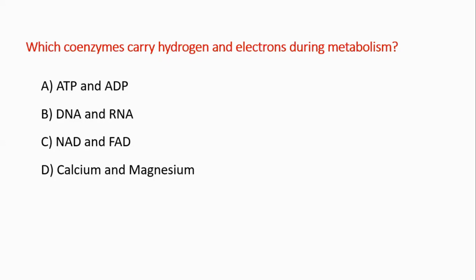Which coenzymes carry hydrogen and electrons during metabolism? ATP and ADP, DNA and RNA, NAD and FAD, calcium and magnesium. Think of ATP production as a delivery business. Which molecules act like delivery trucks carrying energy-packed electrons to ATP-producing machinery?